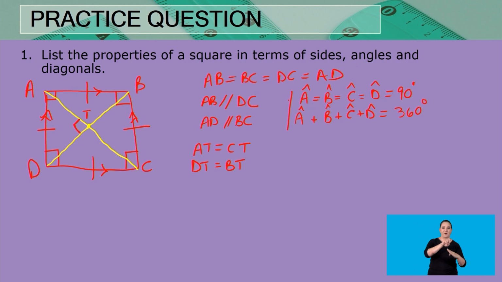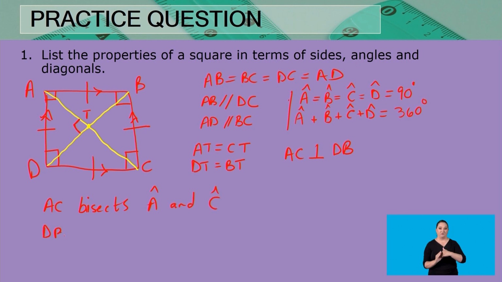And the last thing that the diagonals do, well, let's write that property down. So that is AC is perpendicular to DB. And the last property concerning the diagonals of a square is that they bisect the opposite angles. So that means that AC bisects angle A and angle C.